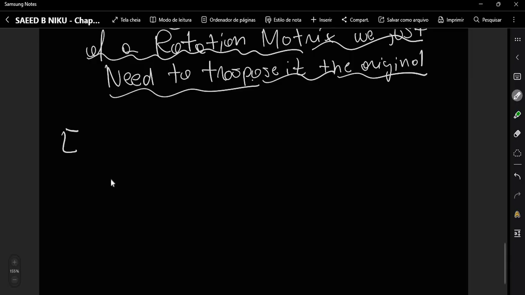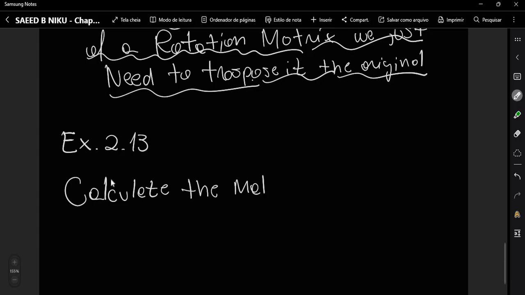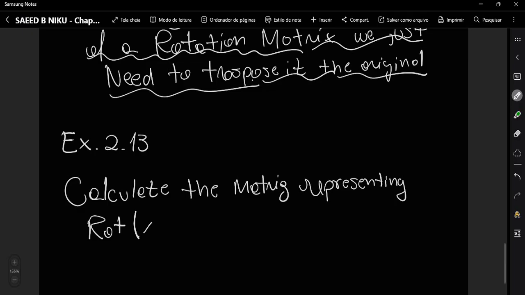So example 2.13 is to calculate the matrix representing the rotation around the axis x with 40 degrees. Calculate the inverse of this rotation matrix.